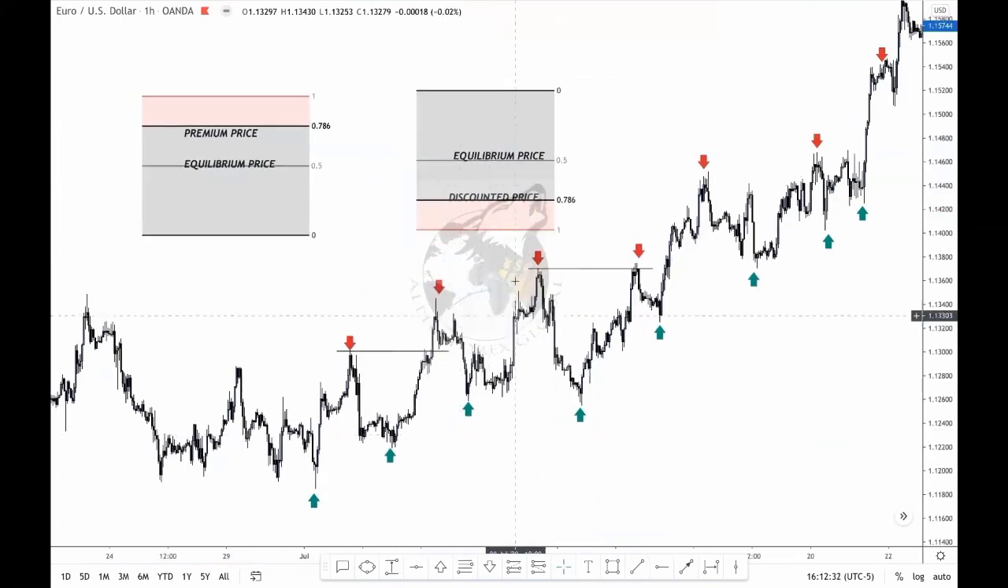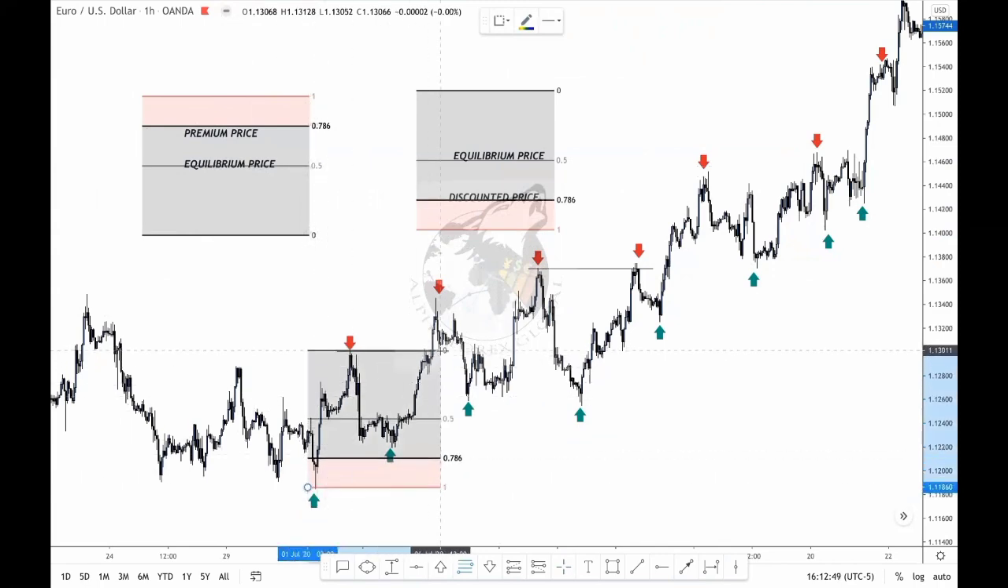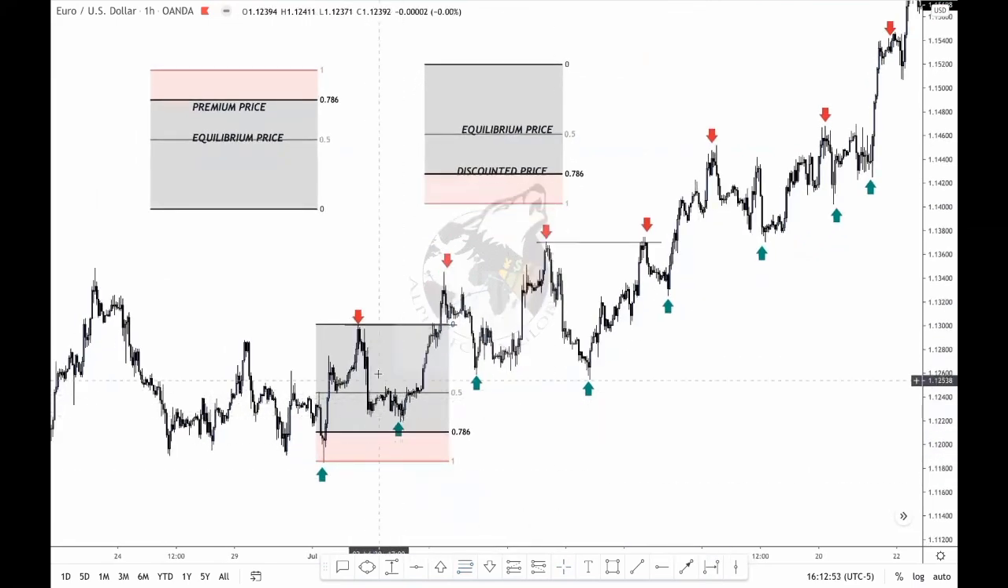So we're going to look at discounted price, being that this right here is an uptrend. What you want to do is get your discounted and premium fib, because that's what I call it, and place it at the low to the new high, like this. Notice how price pushed past the 50, which is the equilibrium price, and came all the way back into discounted price.